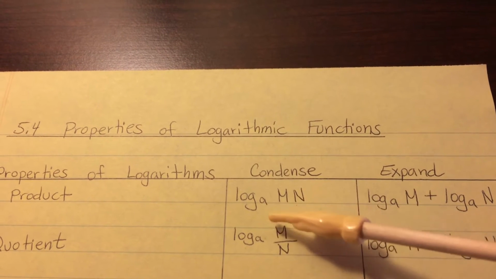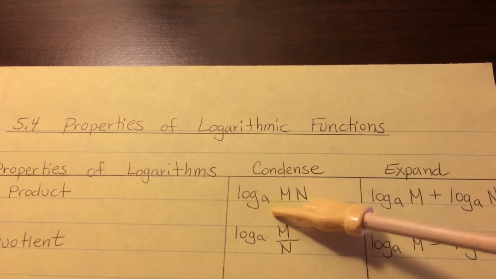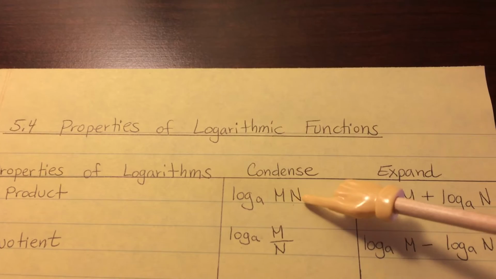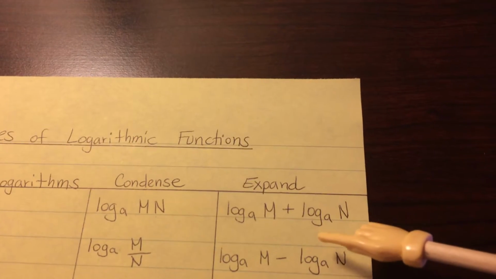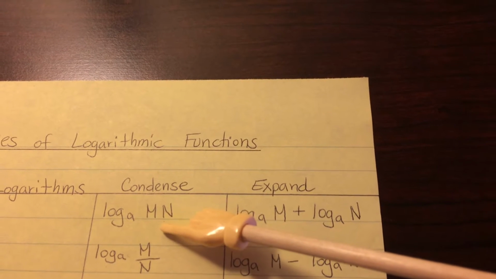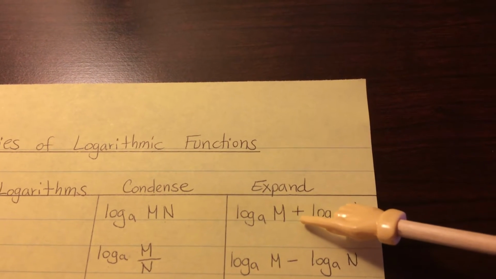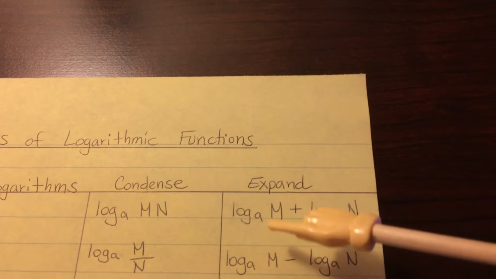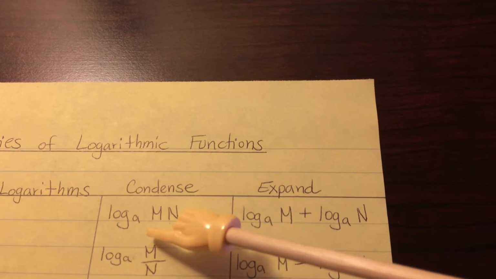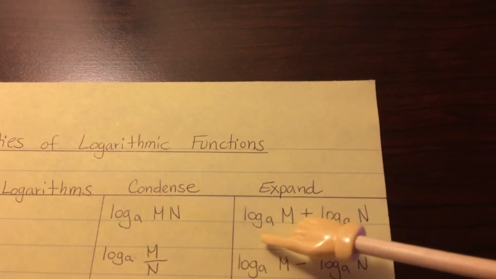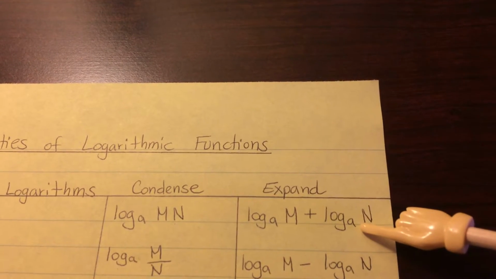you have log base A of m times n. So this is the condensing part of it. If you need to expand it, then the m and the n will be separated by an addition sign. You still need to put the base there for each one of those. Whatever this base number is, that's going to be the base for each part.